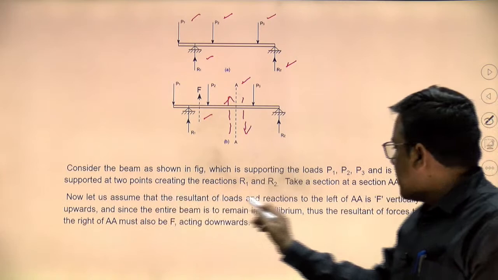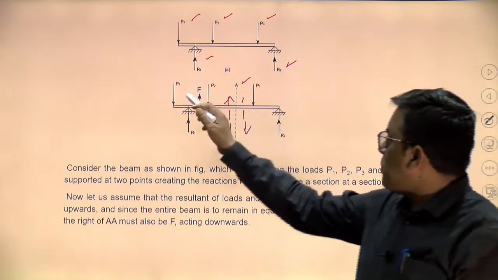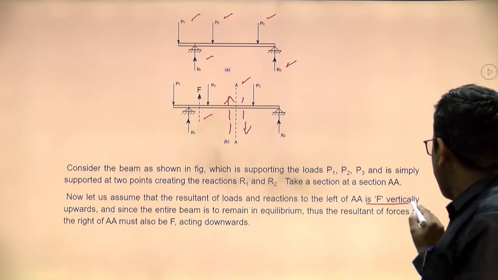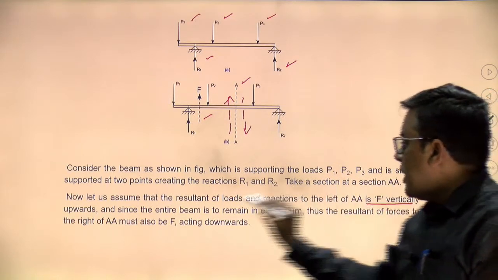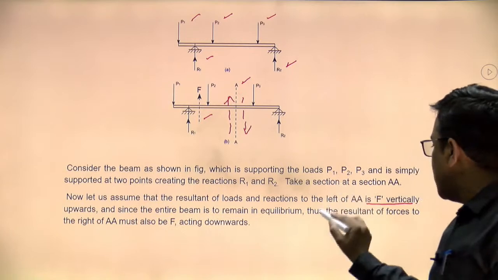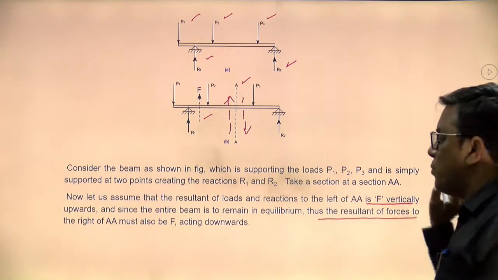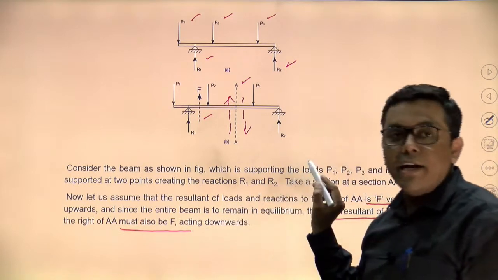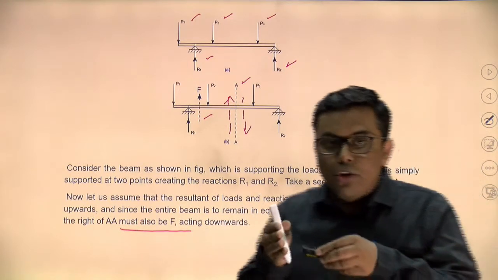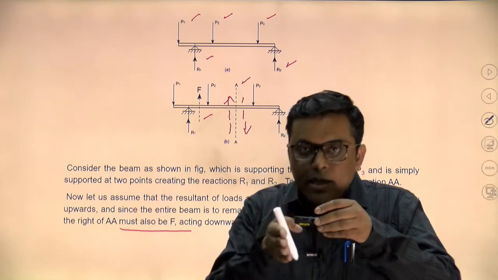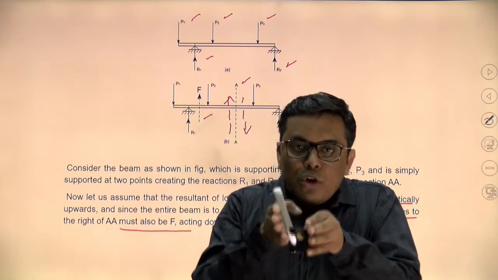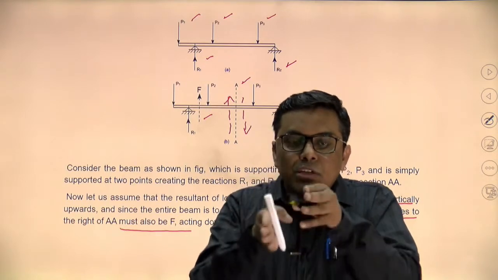Now let's assume that the resultant of the loads P1, P2 and R1 has been taken, and the resultant is F, which is vertically upward. Since the entire beam remains in equilibrium, the resultant of the forces to the right of AA must also be F, acting downward. So on one side of the section plane it is upward, and on the other side it is downward. Obviously it will cause shearing.